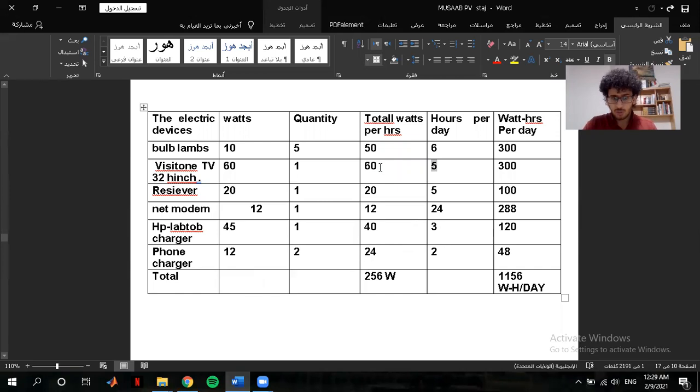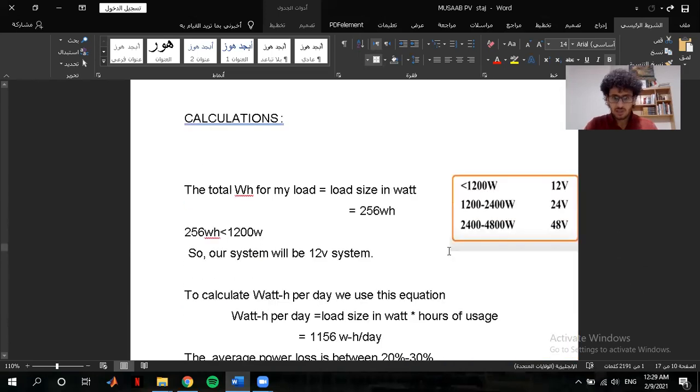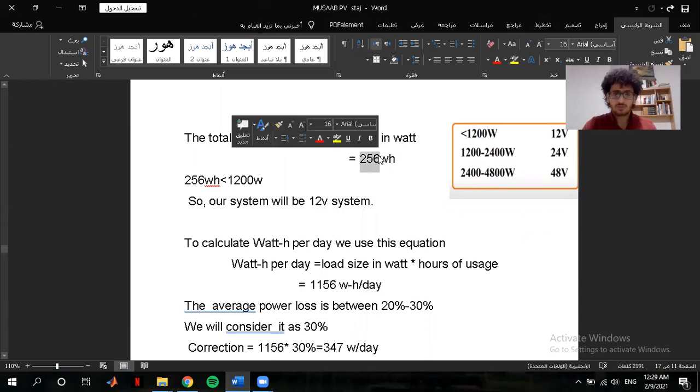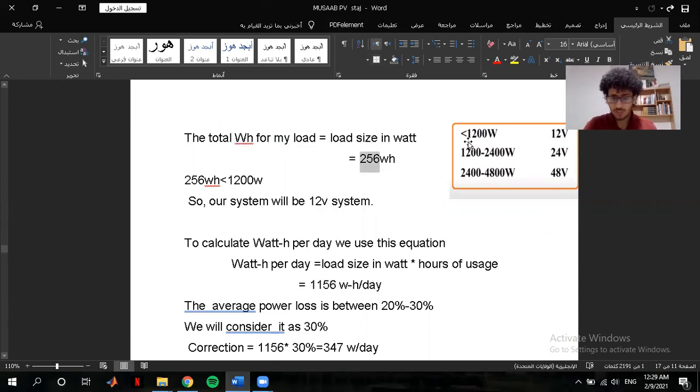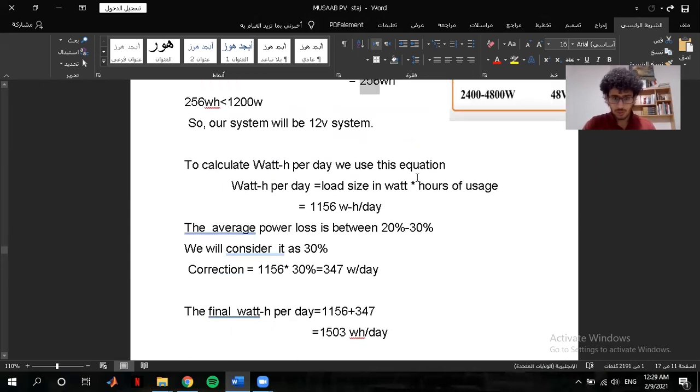And the phone charger. The total watts is 256, and the total watt-hours for the whole day is 1156. I did the calculations here. As I mentioned before, when we add up the watts for all the elements, we get 256, which is less than 1200. This table is like a standard to see which voltage system is suitable for our system. Here, our watt is 256, which is less than 1200. The suitable system will be 12 volts.